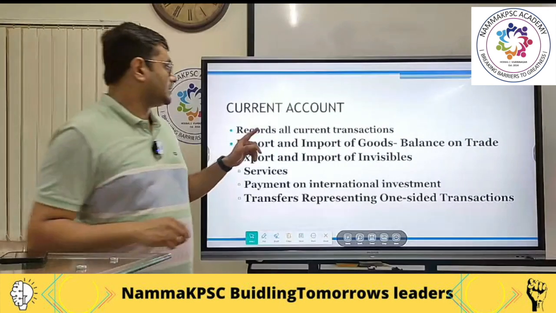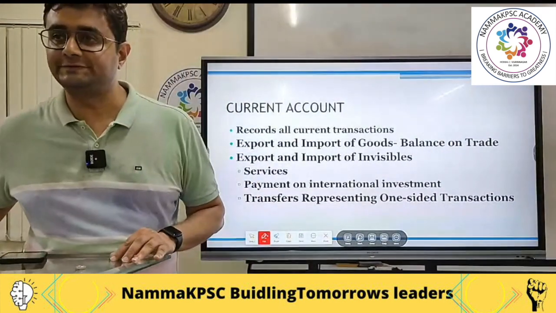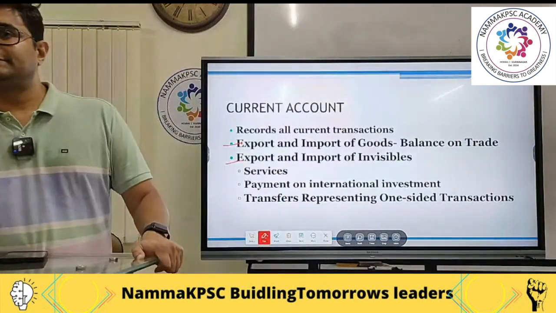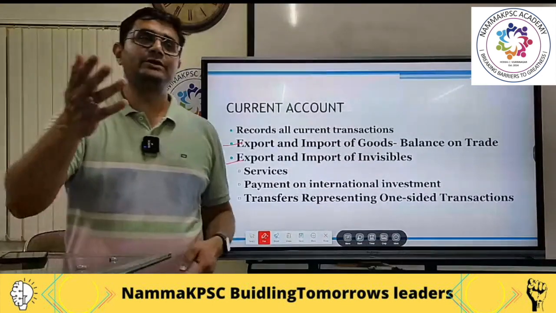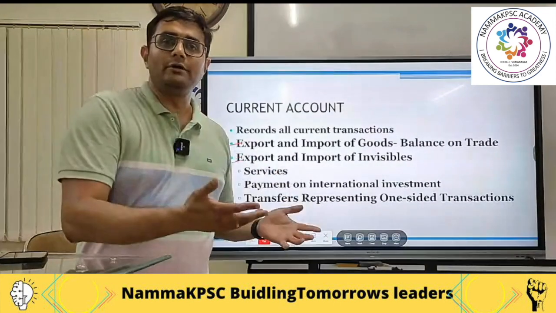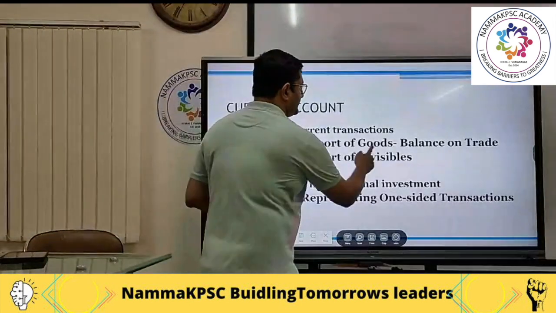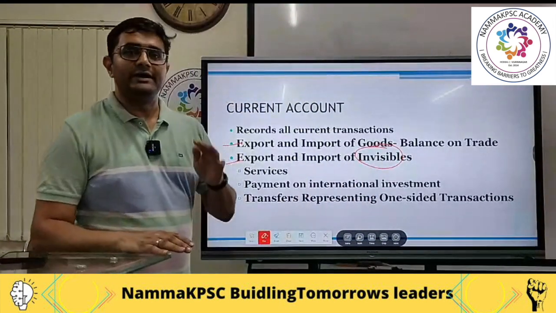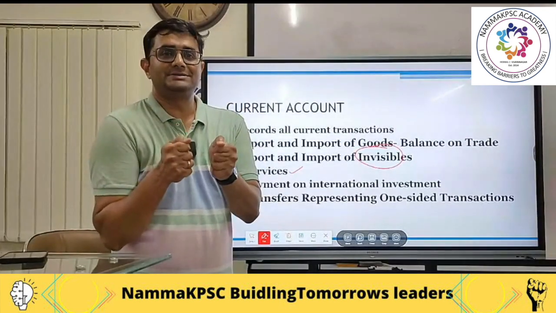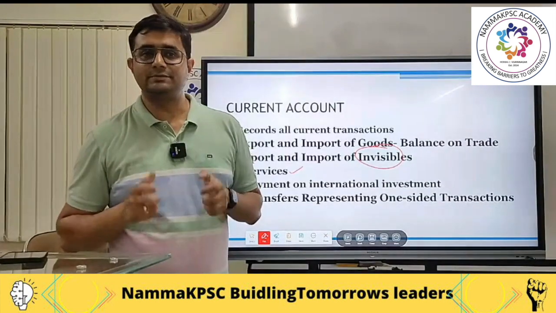So it includes export and import of goods, export and import of invisibles. When goods are exported, dollars come into India. When they are imported, dollars go out of India. Now invisibles include things which cannot be touched and felt. Goods are tangible; these are non-tangible things, invisibles.